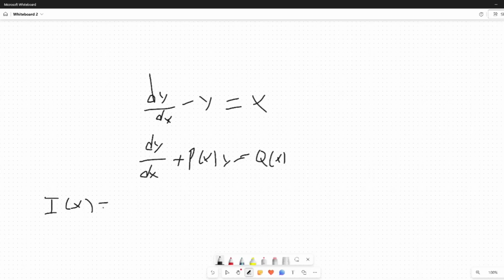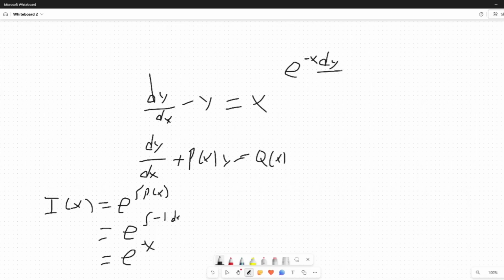So I of x equals e to the integral of p of x. And since there's only a negative, we can just say that's a -1. So this will be e to the integral of -1 dx. So we can do e to the negative x, as that is the integral of this. Alright, so now we got our integrating factor. We can multiply that with pretty much everything here in the differential equation. So we would get this, minus e to the negative x times y, equals e to the negative x times x.